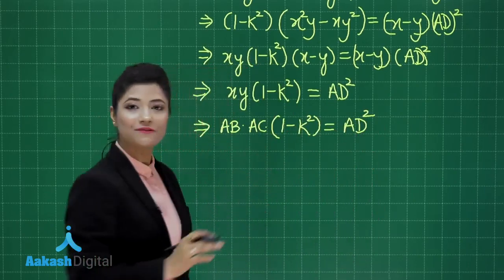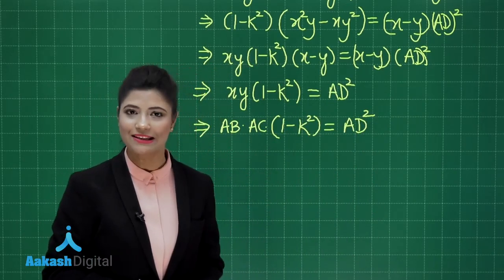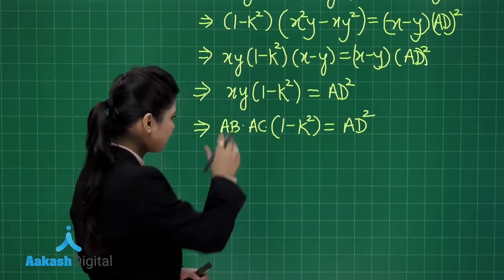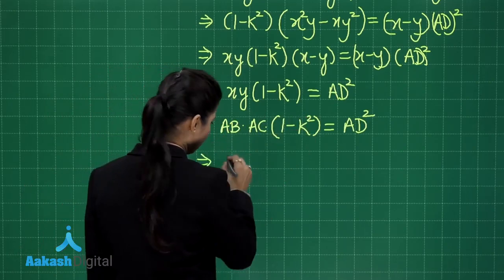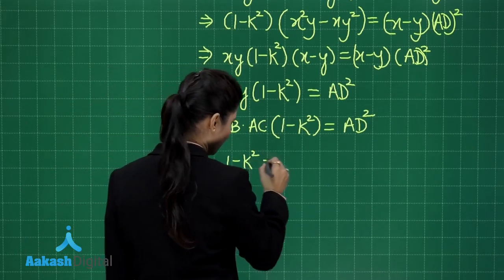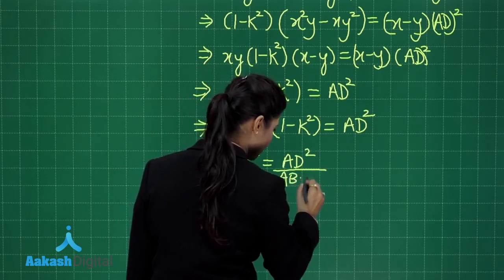Now in this step, you can very well see we have AB, AC and AD, and finally we need the relationship between these three terms only. So let's transpose AB and AC to the right hand side. That clearly gives me 1 minus k square equal to AD square upon AB into AC.